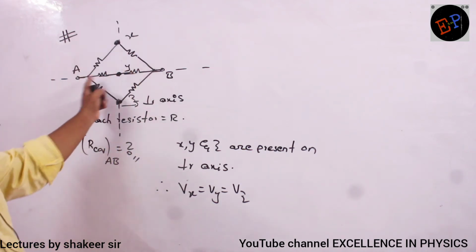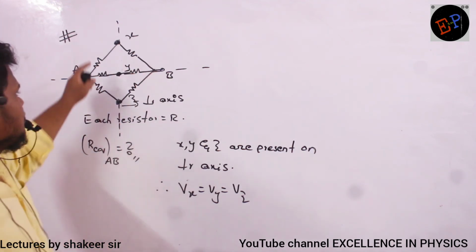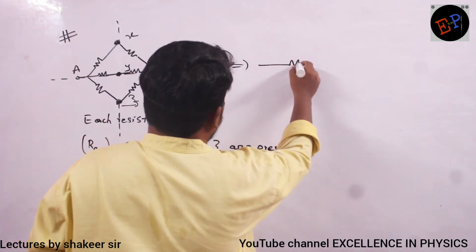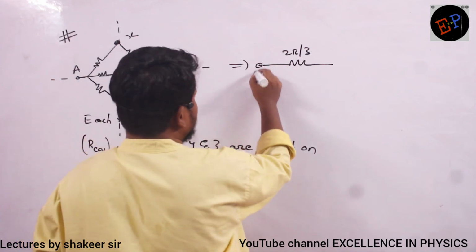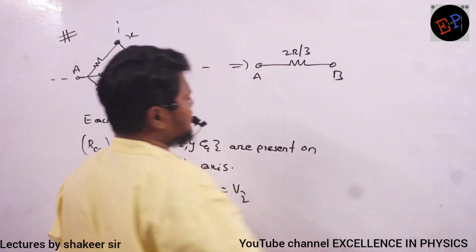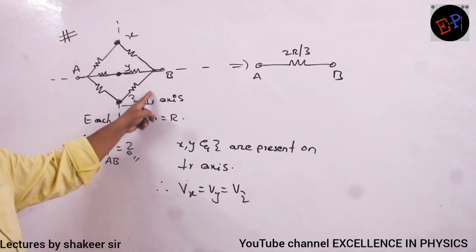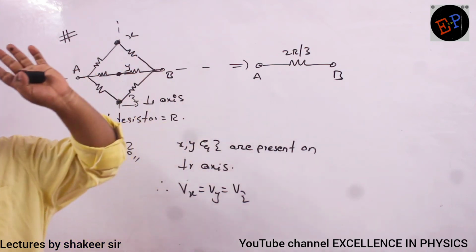Now first branch, second branch, third branch, they are series connection. So 2R, 2R, 2R. So 3 2Rs are present in parallel, so equivalent resistance is one third of 2R. So this is point A, this is point B. This is my answer. 2R branches, 3 branches are there, no? So equivalent resistance, just divide by 3.